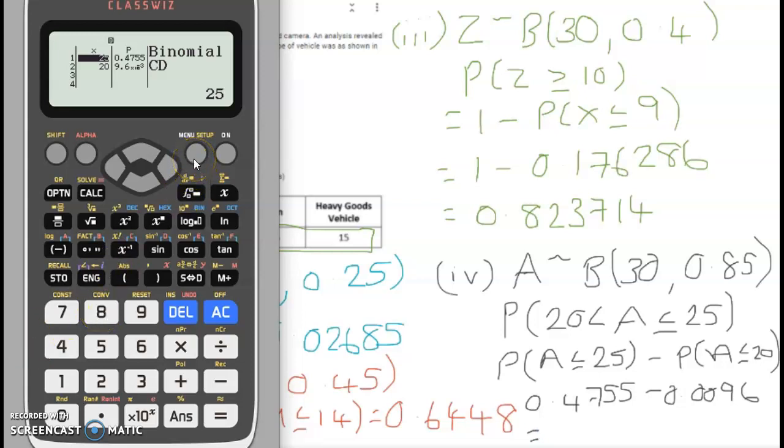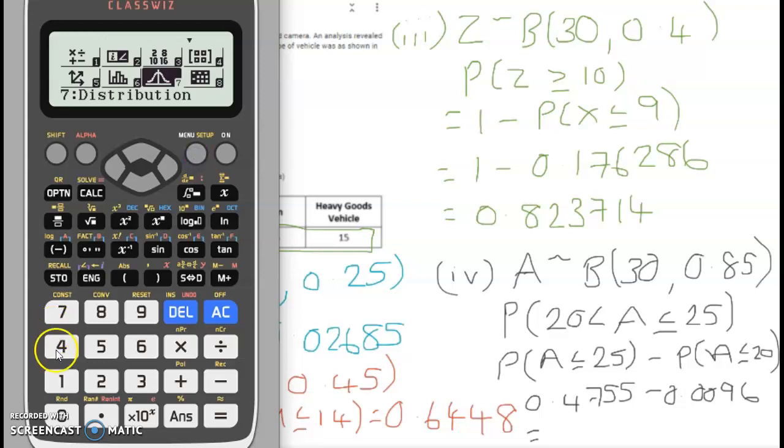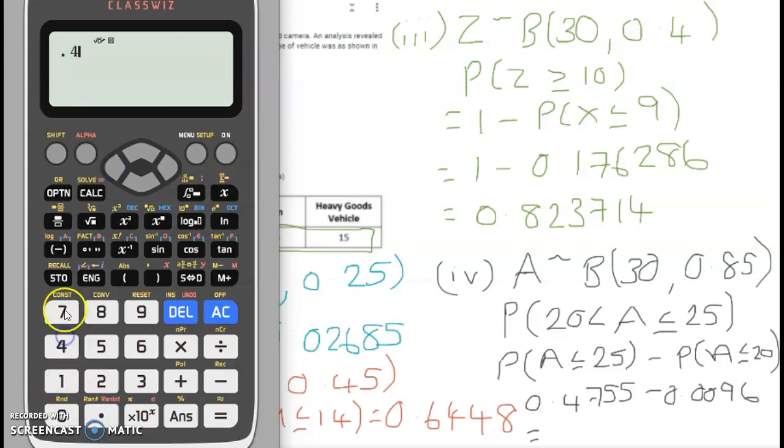And then to work out that subtraction accurately, I'm going to go back onto menu and up to calculate, number 1. And I'm going to put that in, 0.4755 minus 0.0096. And that gives me my answer, turn it into a decimal, of 0.46.